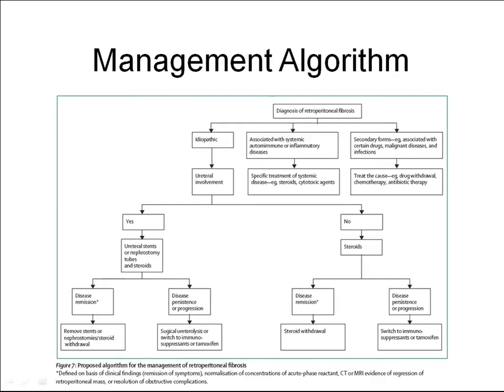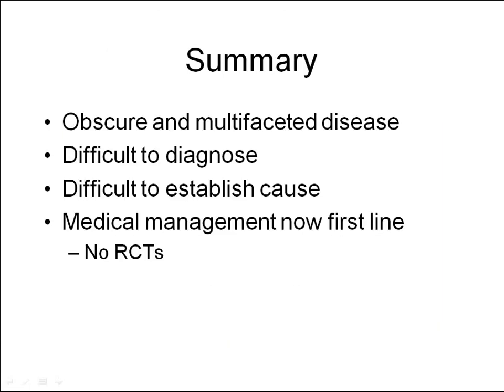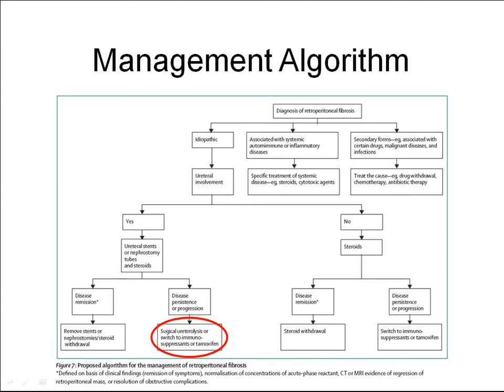This diagram shows a management algorithm. At the top you see a diagnosis of retroperitoneal fibrosis, and idiopathic retroperitoneal fibrosis is on the far left there, with ureteral involvement. So again, going left, these patients should be treated with ureteral stents or nephrostomy tubes and steroids. If they fail, they go on to surgical therapy. All other patients are treated with medical therapy. This was from the Lancet review article from 2007.